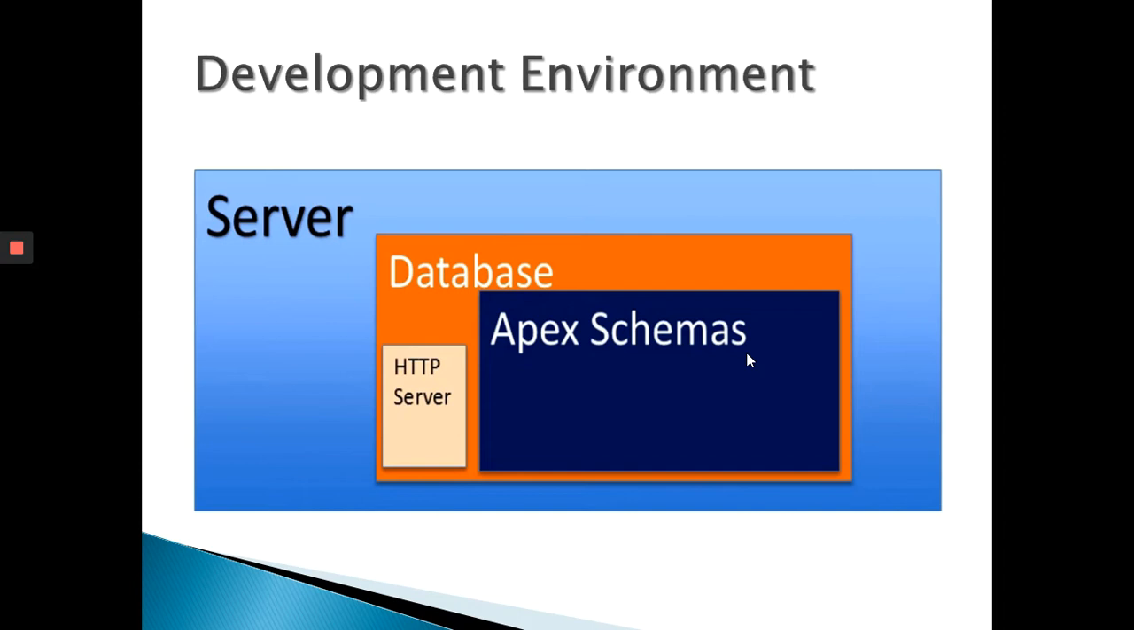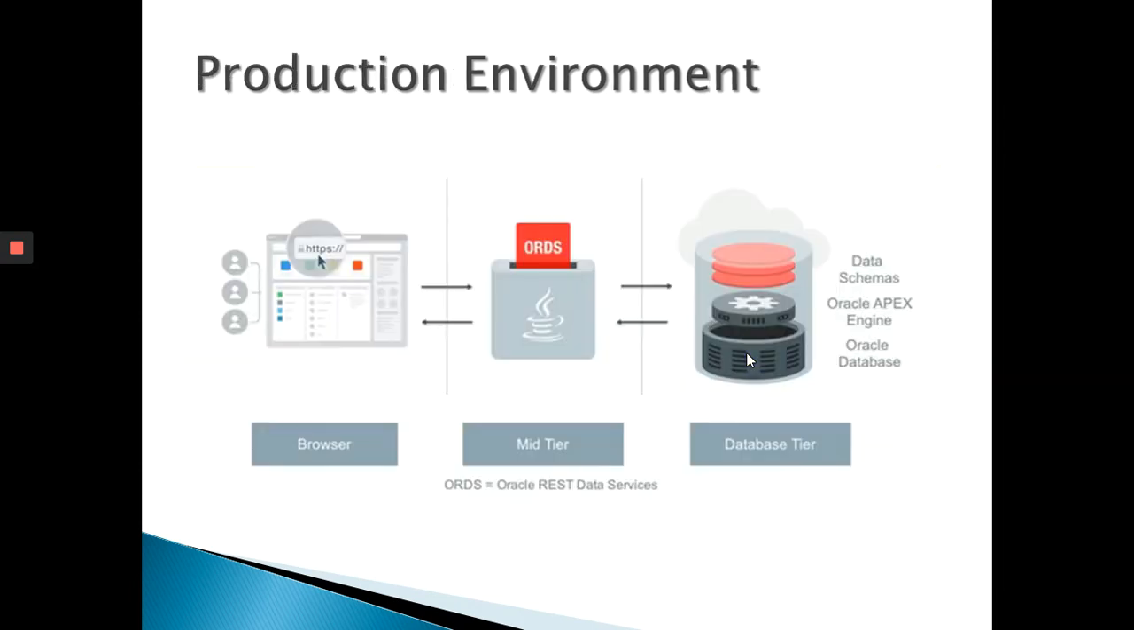But if you have to implement the same scenario in a production environment, then the HTTP server would not be there. So a typical production environment looks like this. There are three layers: browser, mid-tier, and database tier. You already know the browser; from the website you request any service. In the database reside all the database schemas, the Oracle Apex engine, and the database. In between there is a mid-tier that is called ORDS in a production environment.